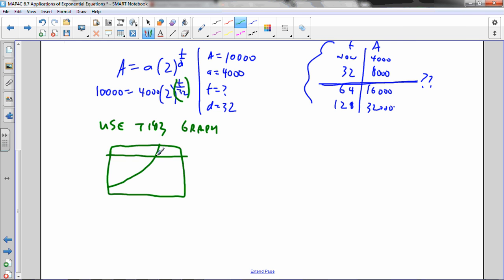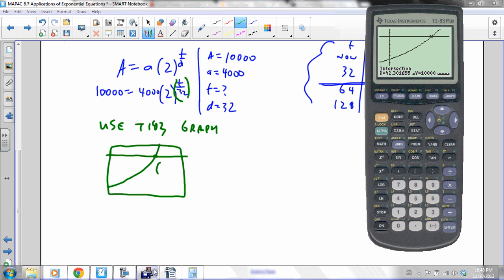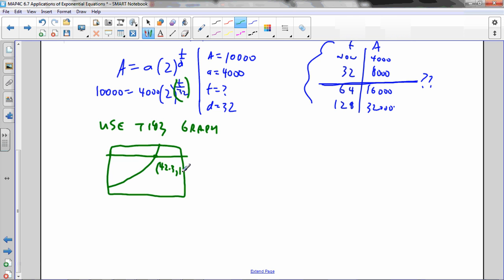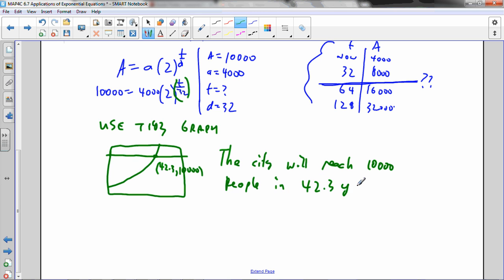Like that. And that point there was, what was it? 42.3 and 10,000. And that matches what we said logically. The city will reach 10,000 people in 42.3 years. Okay, next.